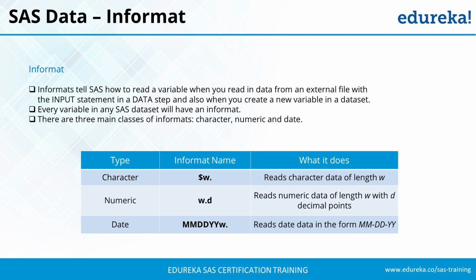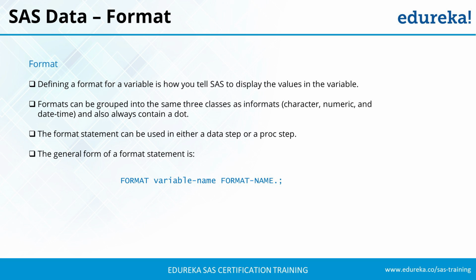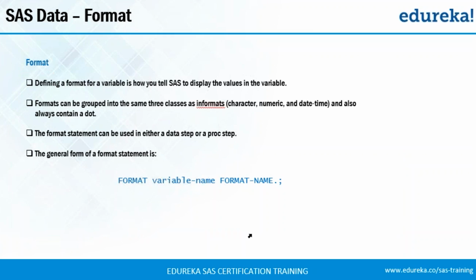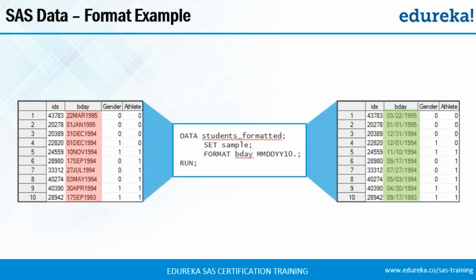How it is coming in, the informat actually tells SAS how to read this data. Format is something which tells SAS how to write the data. When you're reading the data from the input file and you want it to be written in a certain other format, you use a format for that. So informat is to read and format is to write the data from SAS.